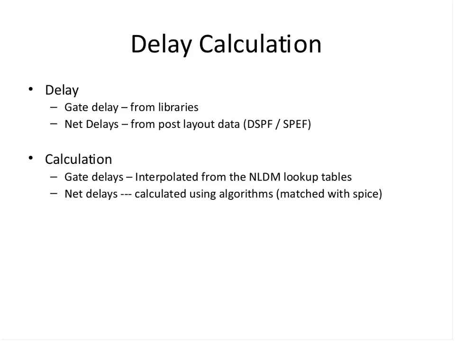Delay calculation: the gate delays are taken from the library. So cell delay. This is the cell delay. Gate delay is nothing but the cell delay. It comes from the library, from the connection library. Net delays come from post layout data.